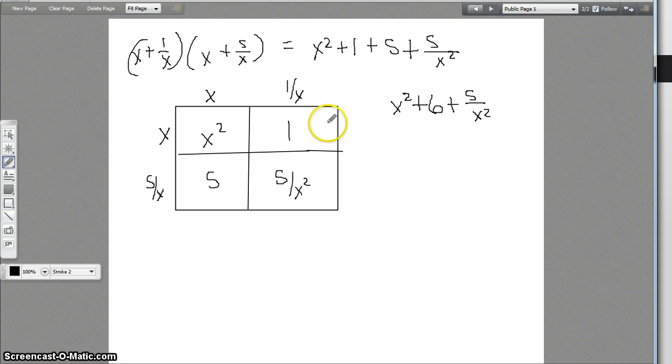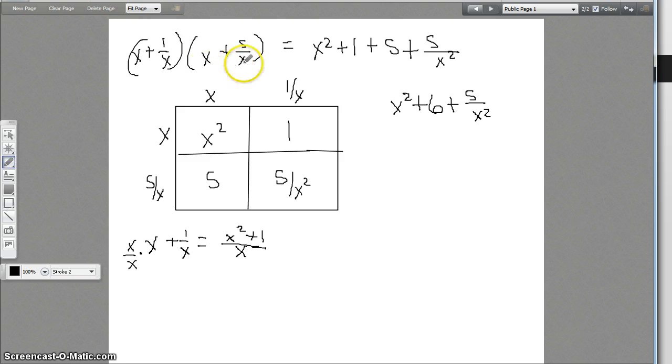Now, our other way of working this is to convert each one of these factors into single fractions. So when we have x plus 1 over x, I can convert that to a single fraction by multiplying my x by x over x so that we have the common denominator. We have the common denominator of x. X times x is x squared, and then we add our 1. So that first fraction is x squared plus 1 over x.